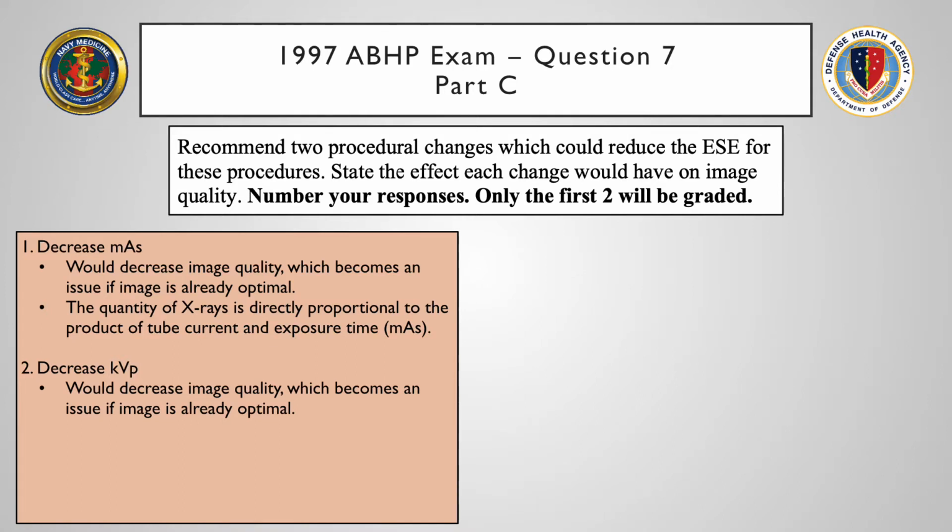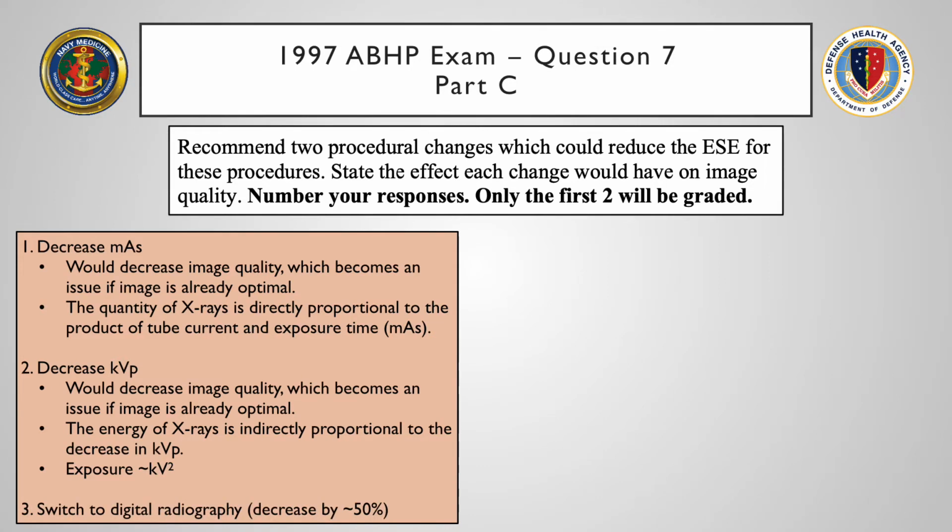optimal image. But between the two, it's important to know that the exposure is proportional to the kVp squared, so it's not directly proportional. Number 3, you can switch to digital radiography. The modality they're referencing in this question is an old modality. They're either talking about computed radiography or old film, which you actually have to develop. Switching to digital radiography can have an up to 50% decrease in entrance skin exposure.